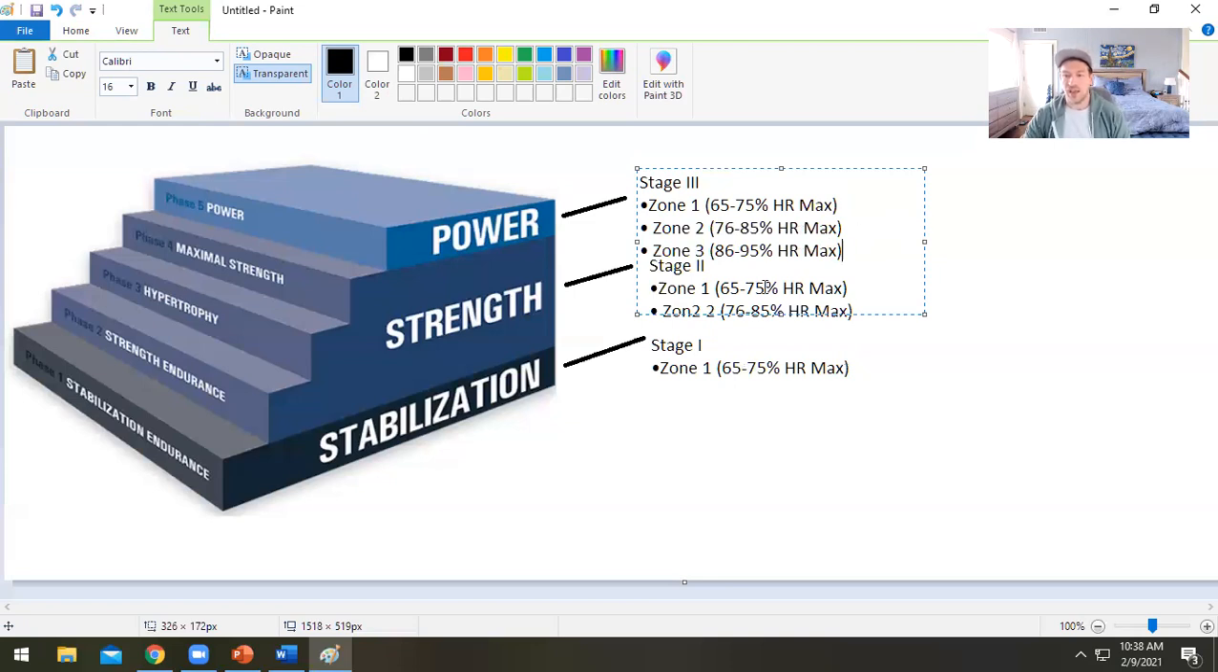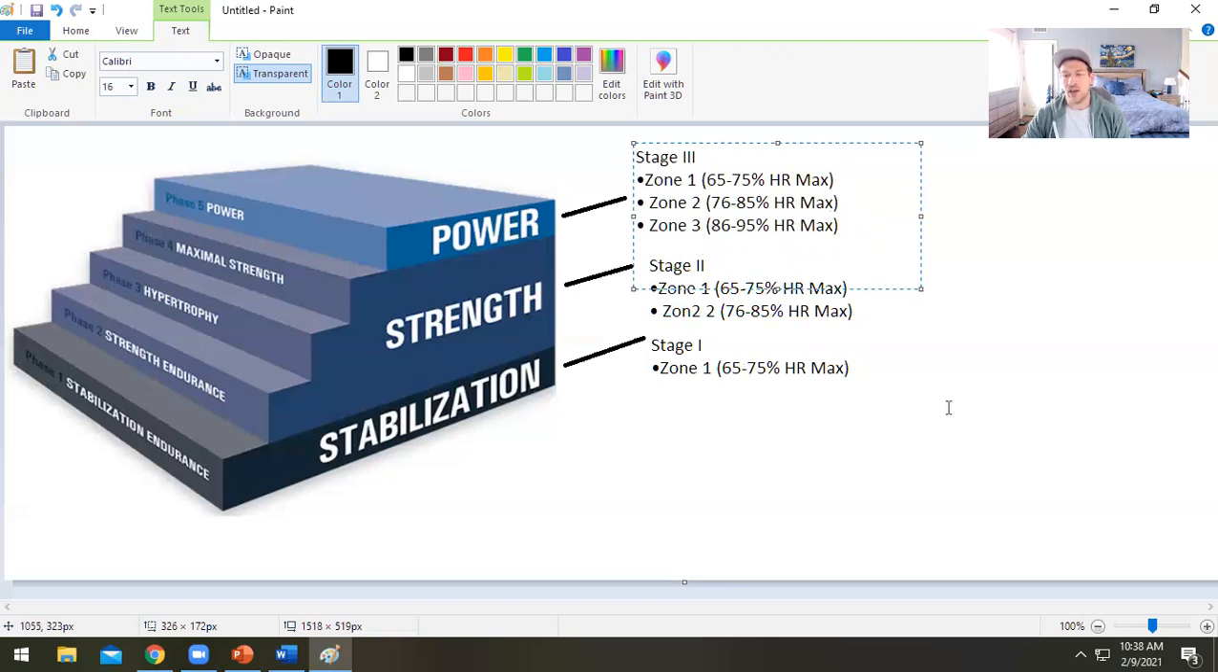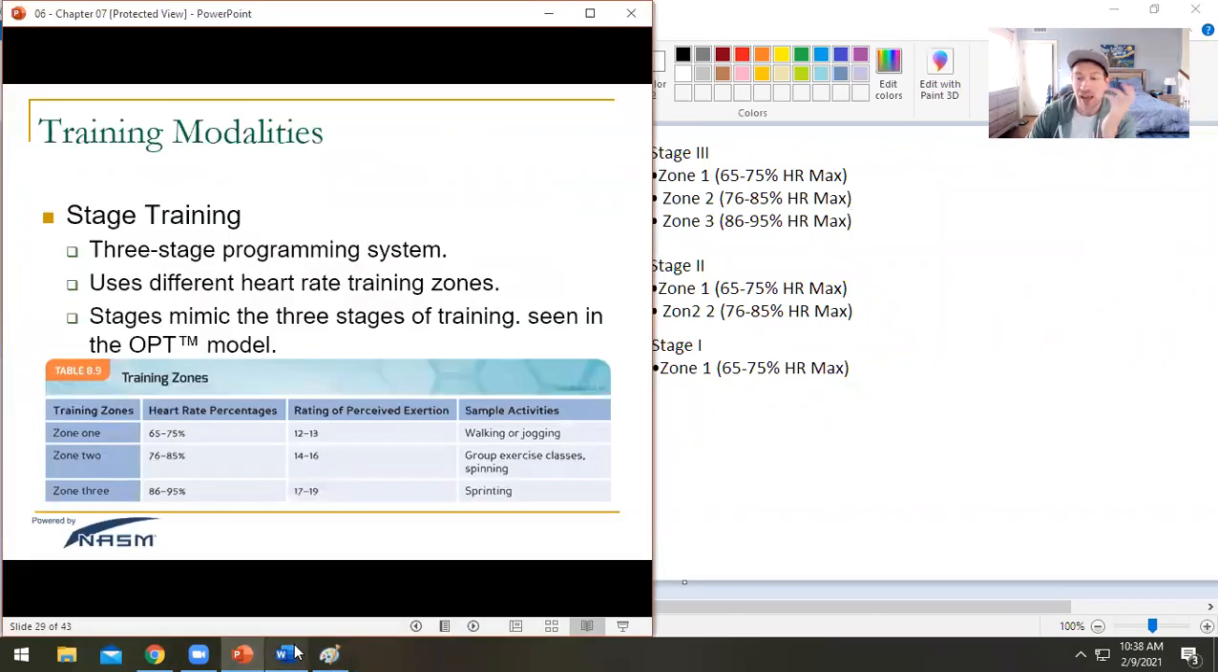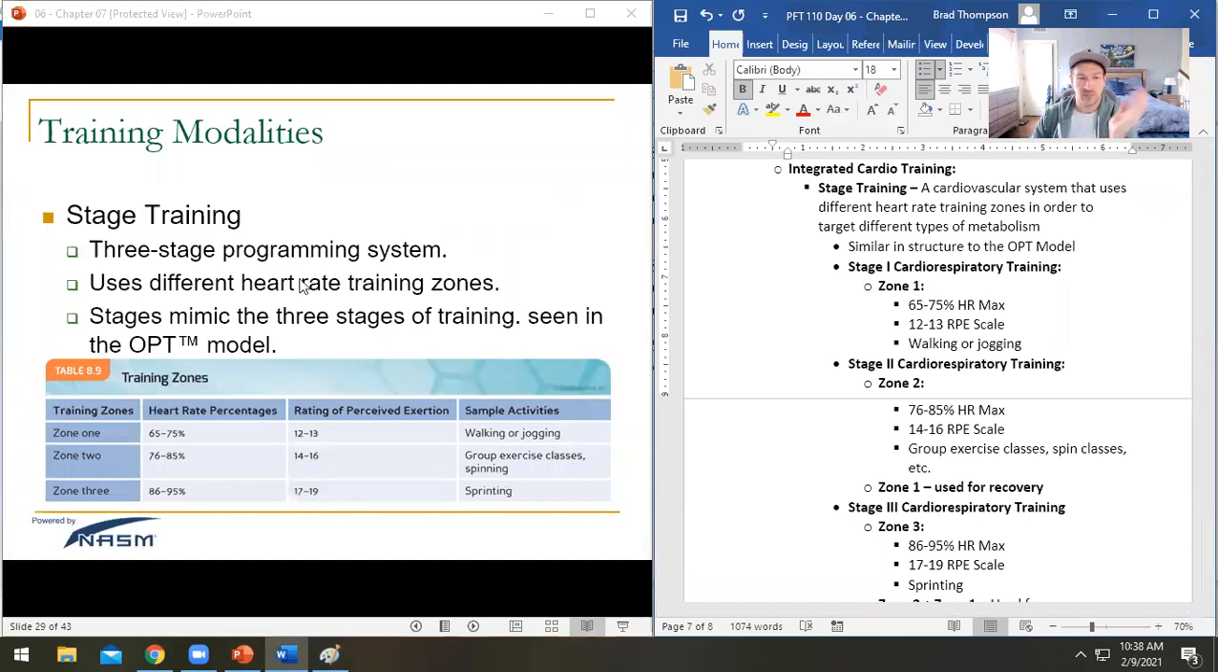Right. So a client who is in stage 3, they're going to qualify for zones 1, 2, and 3. And so you'll see this corresponds pretty well with our OPT model here, right? So going back to this, we have our 3-stage system, right? Stage 1 is zone 1. That's also going to be an RPE. When we remember that scale of 6 to 20, that's an RPE of about 12 to 13, right?